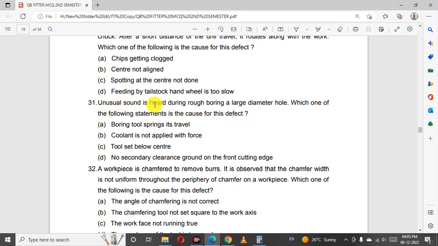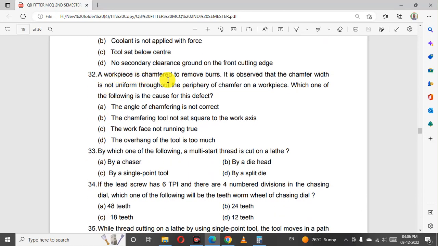An unusual sound is heard during rough boring of a large diameter hole. Which one of the following statements is the cause for this defect? Boring tool spring is not stable.